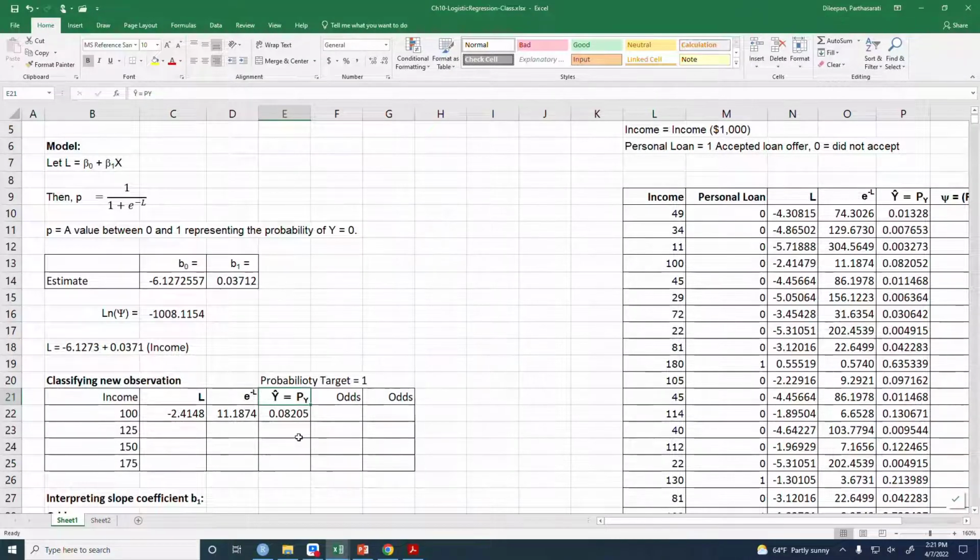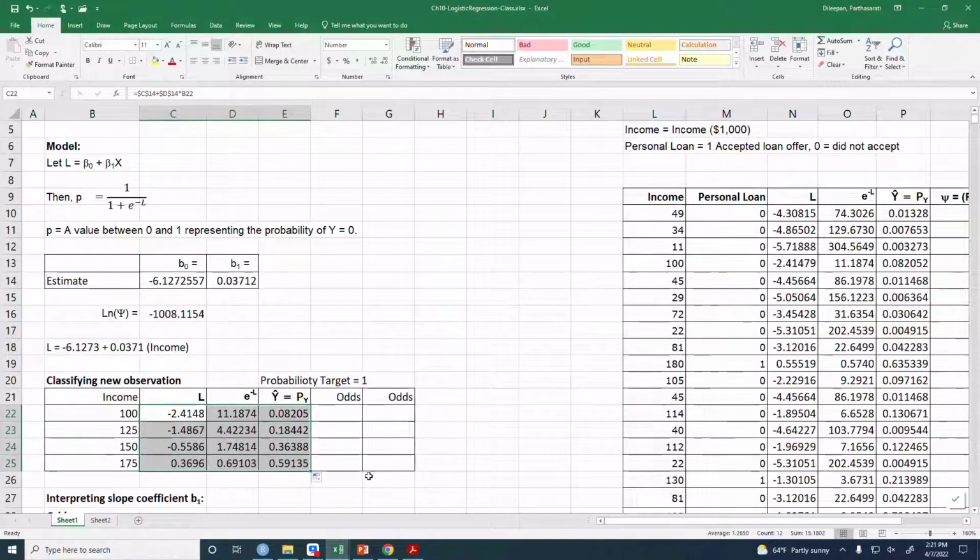Okay. And of course, if you copy this, and if you have 0.5 as your cutoff point, for the first 3 you will predict 0 for the target. For the last one you will predict 1.